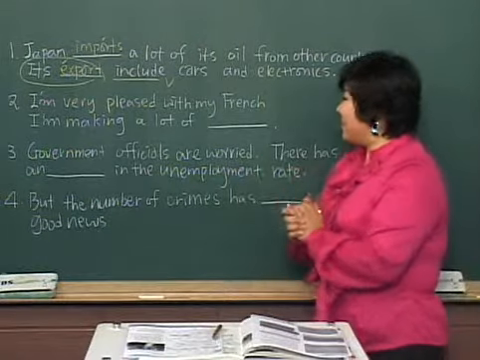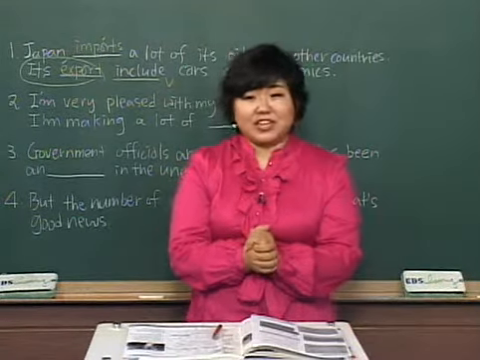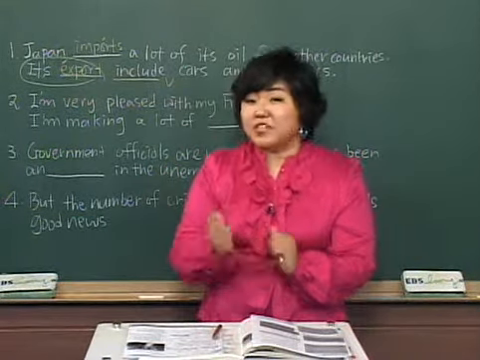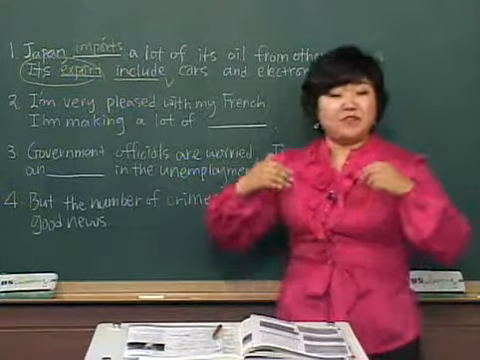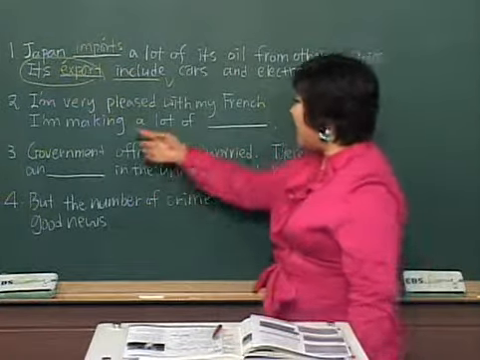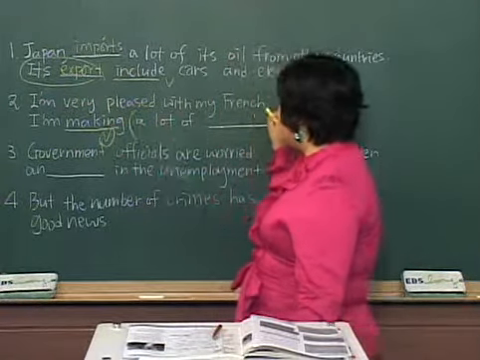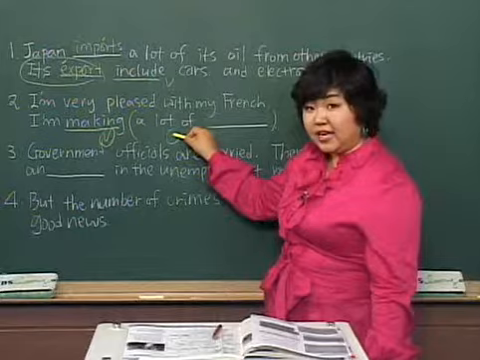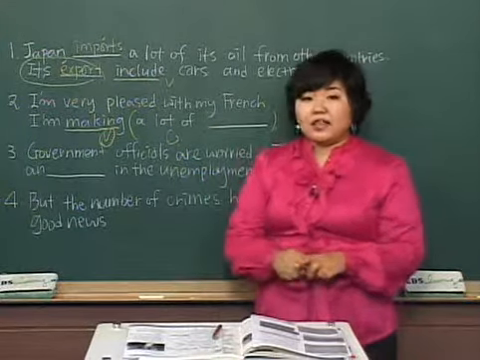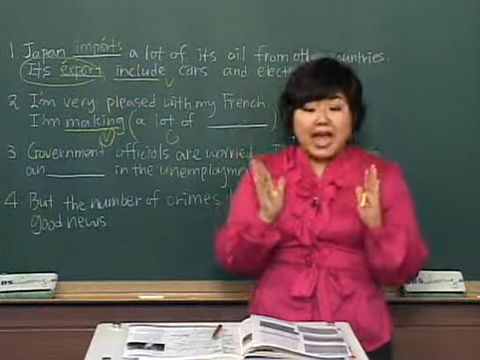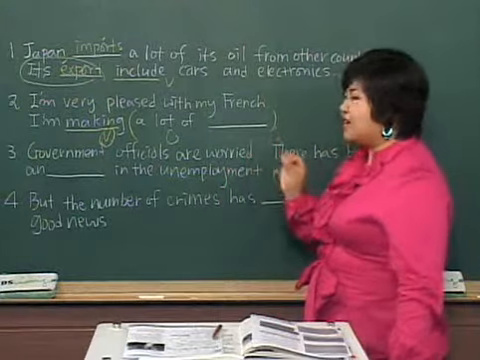I am very pleased with my French. Je m'appelle Sang-hee. Comment allez-vous? I am very pleased with my French. I am making. See, making is a verb, so what you need here is an object, right? You need an object. In the place of object, you put noun, right? So I'm making a lot of.